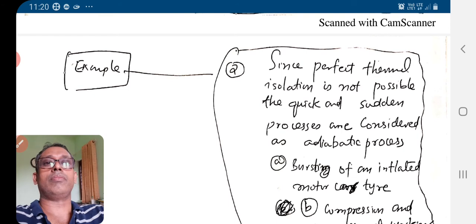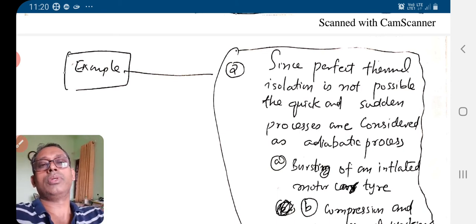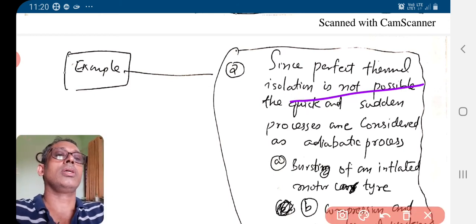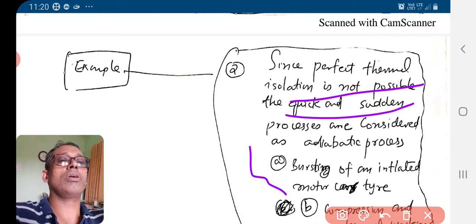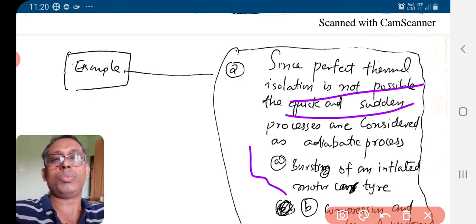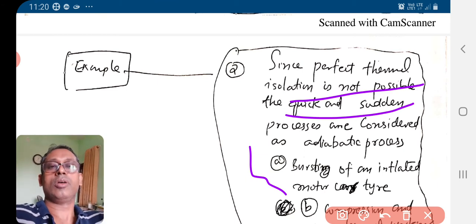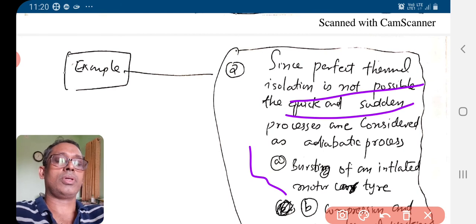get enough time to transfer heat with the surroundings. So if there is a quick process, a very sudden process, then it will be an adiabatic process. For example, bursting of an inflated motor car tire. Bursting of an inflated motor car tire is an example of an adiabatic process.